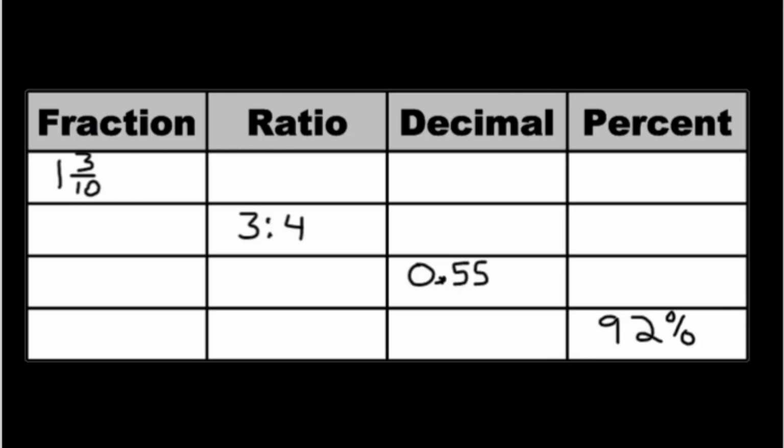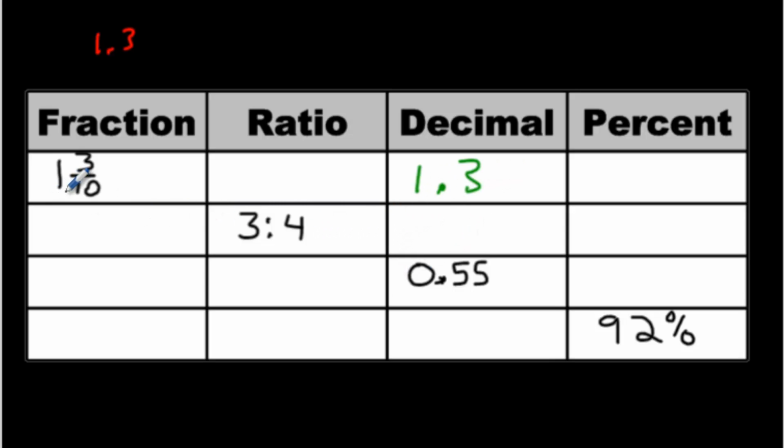Well, look what we can do here. We can show our work a little bit. We can say 1 3/10 is just 1 3/10. That could be my decimal. Let me write my decimal here. 1.3. I've got my decimal done.